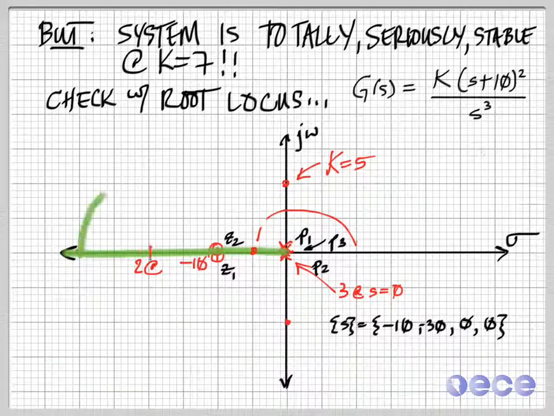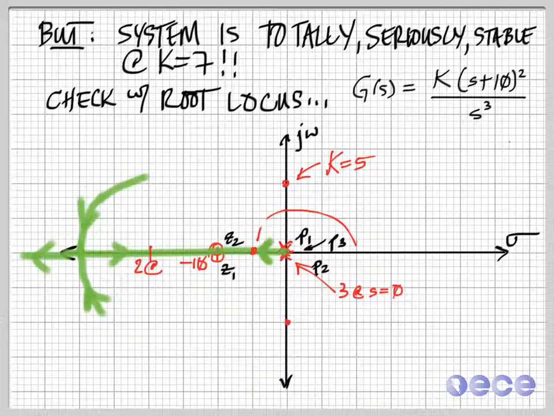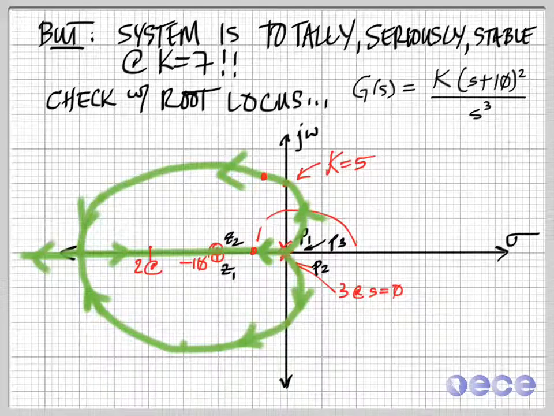Okay, so that gives us our arrival point. We know that we're going to pass through k equals 5, right here. And so that gives us our root locus. Huzzah! And this, by the way, is about where k equals 7 is. So k equals 7 is clearly stable on this root locus.